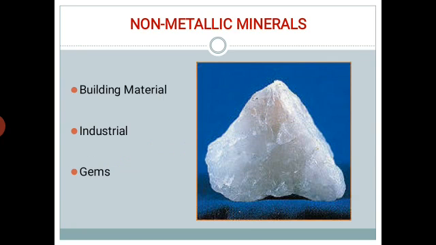These are the non-metallic minerals of building materials. Then next, the second one, industrial: mica, sulfur, potash, salt. These are non-metallic minerals. Then the third one, gems: diamond, topaz, emerald, garnet. These are examples of gems. So students, building material, industrial, and gems are the types of non-metallic minerals.